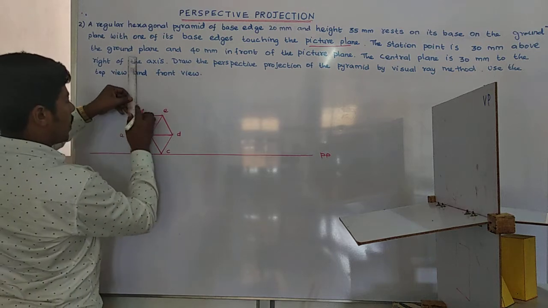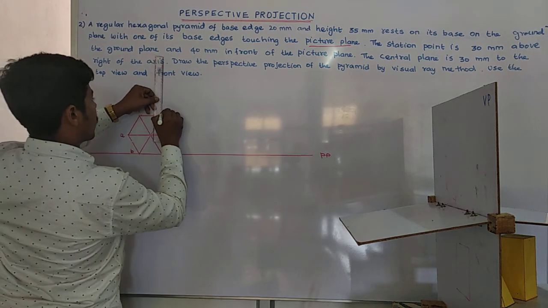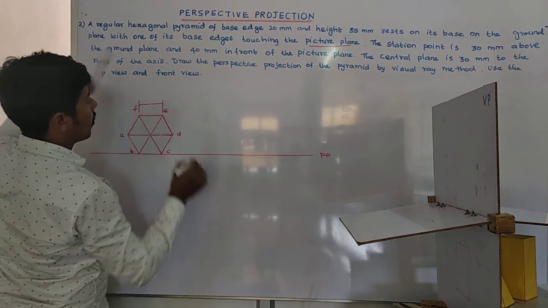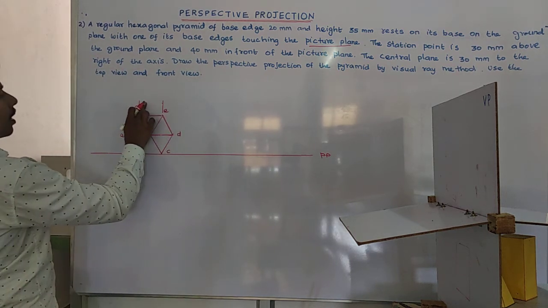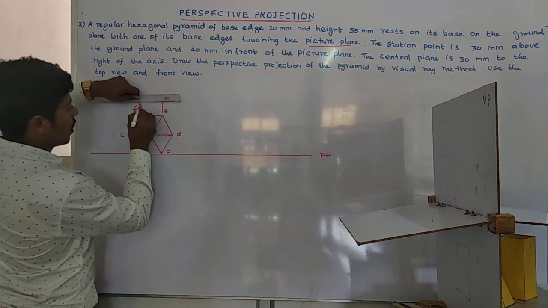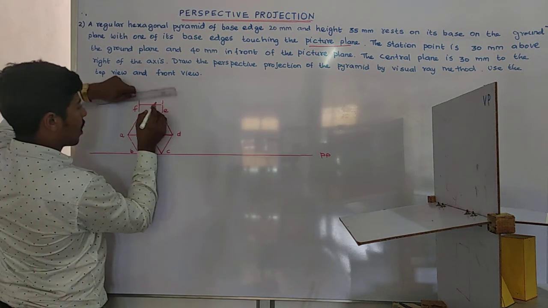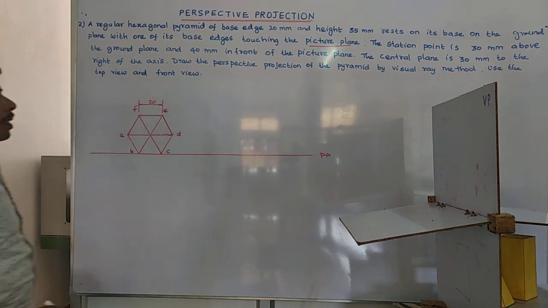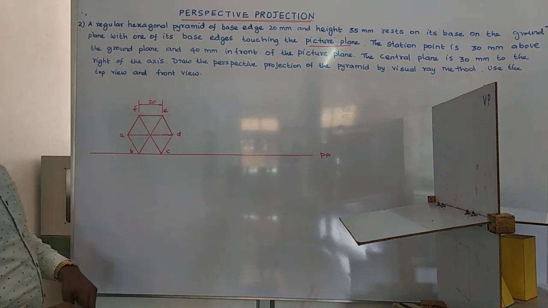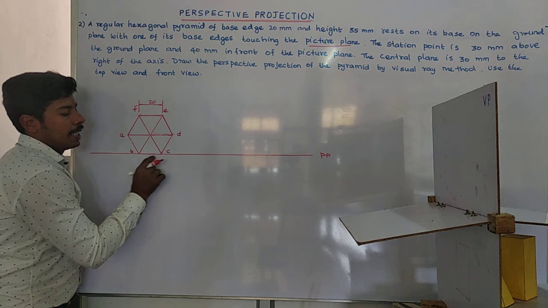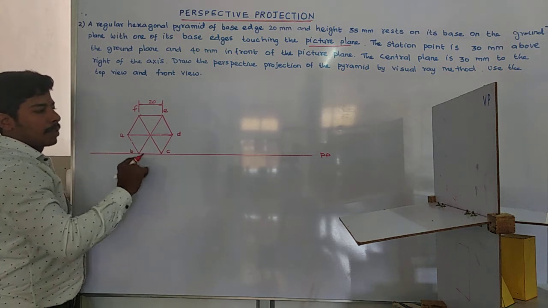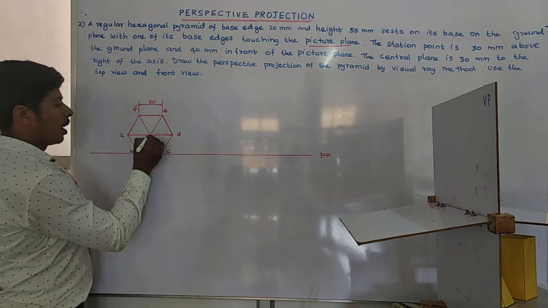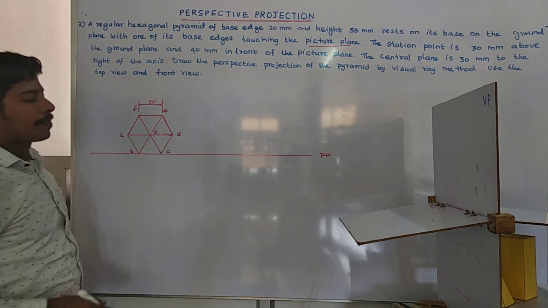And we can dimension it. What is this distance? The side is 20, a 20 mm side. So for the pyramid, one of the base edges is touching the picture plane. We draw the top view of the pyramid here. This point is our O, the center point.